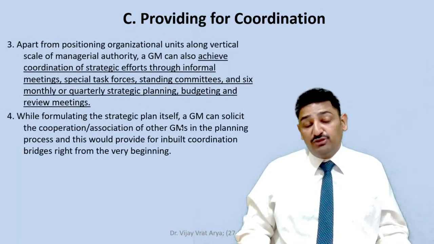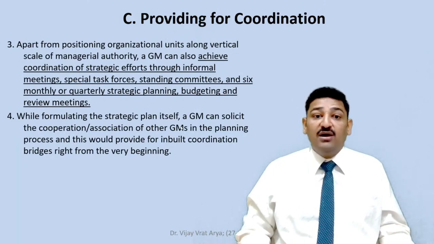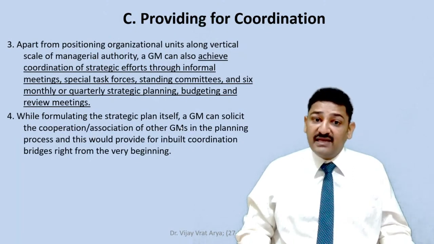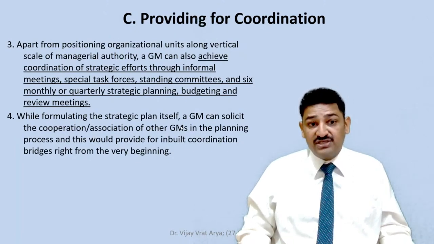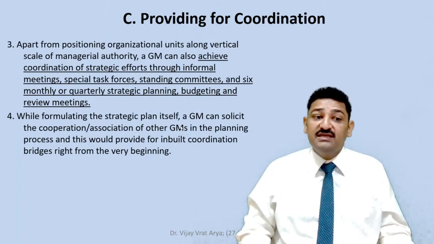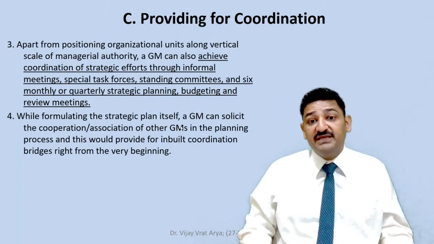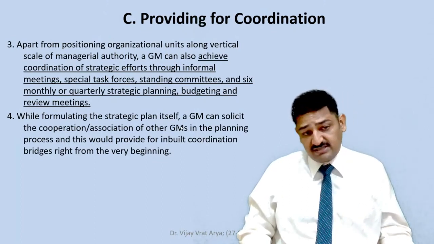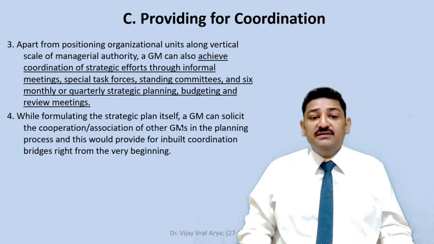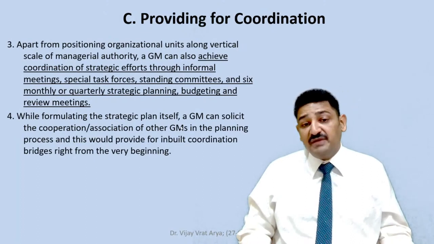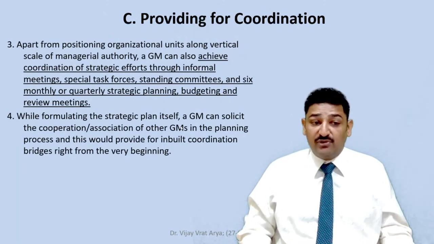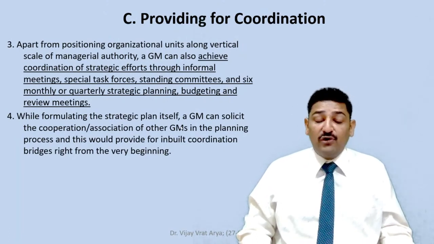Similarly, apart from positioning organizational units along the vertical scale of managerial authority, a general manager can also achieve coordination of strategic efforts through informal meetings, special task forces, standing committees, and six-monthly or, say, quarterly strategic planning, budgeting, and review meeting processes. While formulating the strategic plan itself, a general manager can solicit the cooperation of other general managers in the planning process, and this would provide inbuilt coordination bridges right from the very beginning.